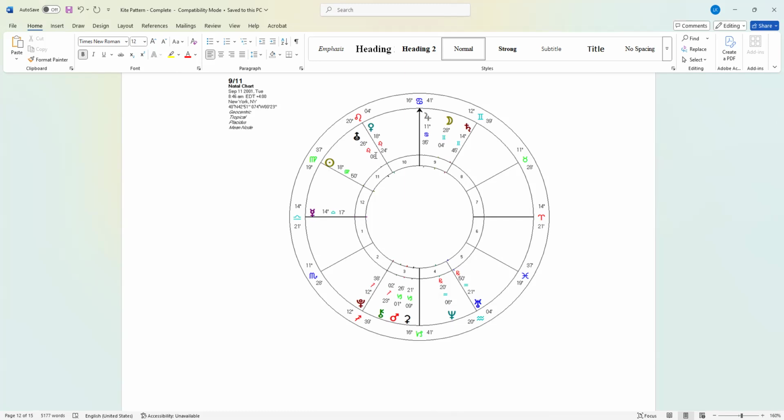While I have some summaries on trans-Pluto on my website, the article that appears in the NCGR journal is really a good summary of trans-Pluto and how it works in the chart. So you can see here, when there's a disaster, you're going to find a kite pattern taking place.